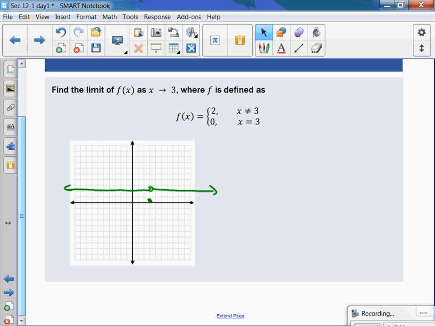What is the limit as x approaches 3? 0 or some other number?